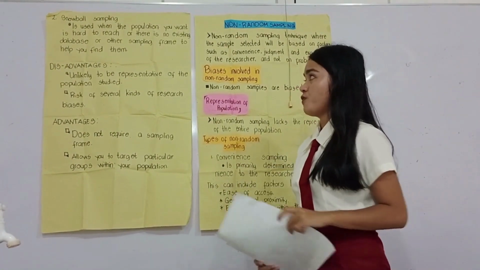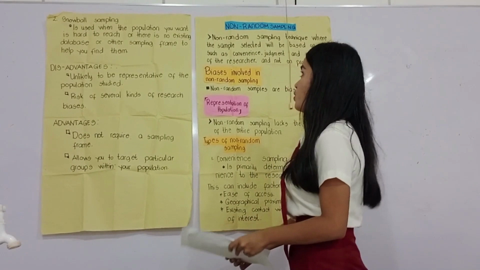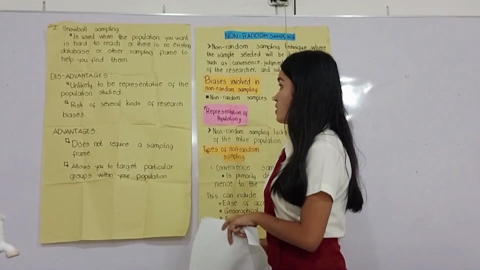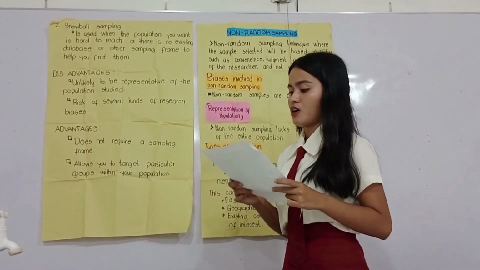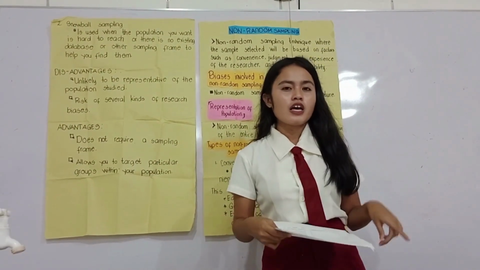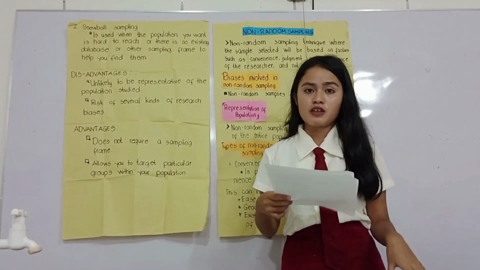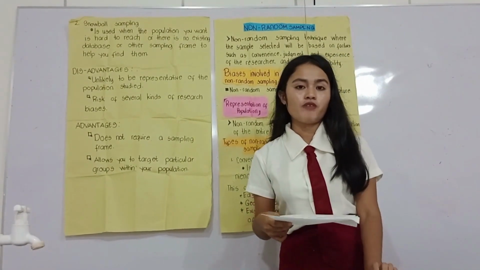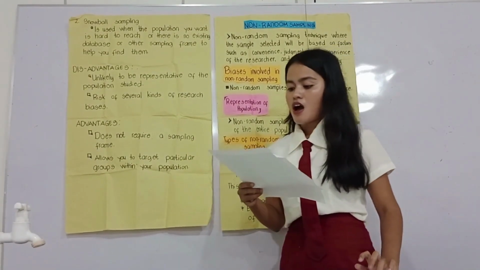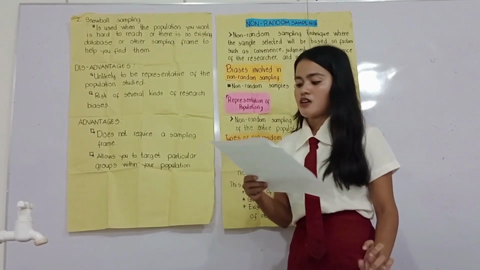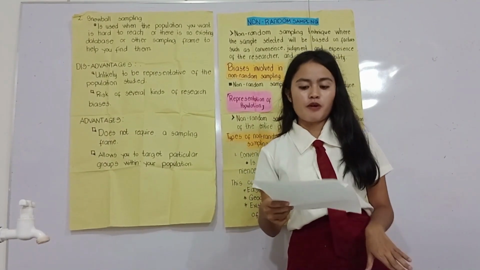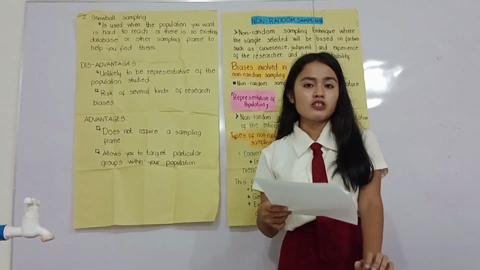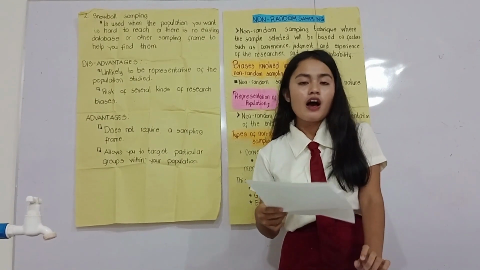So what are the disadvantages of using non-random sampling? Non-random samples are extremely unlikely to be representative of the population studied. This undermines the generalization and validity of your results. In non-random sampling, samples are at risk of several kinds of research biases, as some units in the population have no chance of being included in the sample.